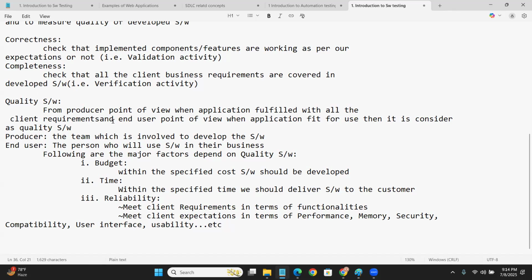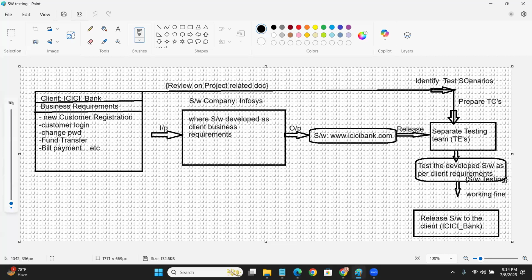That's the reason we say Gmail has better quality, easy to operate, easy to understand. Those are the factors. Okay. Now, in simple terms, what is software testing? Try to understand it diagrammatically. Here is a software company, like Infosys. What will this company do? They produce software.